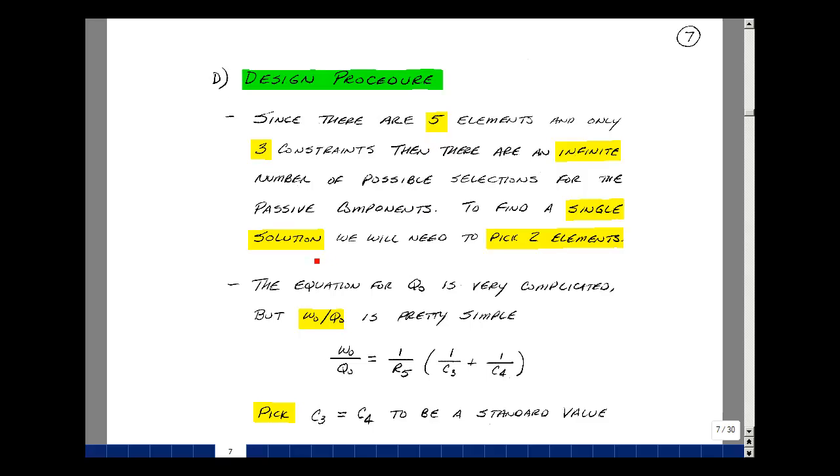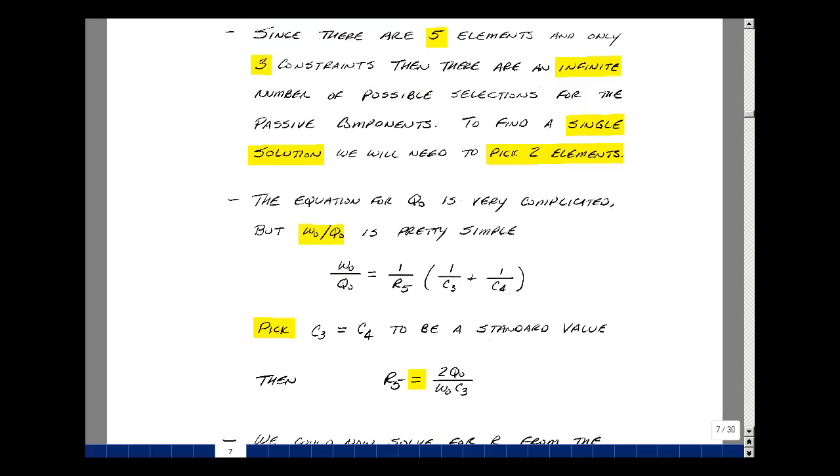If we want just a single solution, what we could do is pick 2 of the components and solve for the remaining 3. Now the equation for Q naught was pretty complicated. In fact, all the equations are pretty complicated, but the ratio of omega naught to Q naught was just equal to this expression, which is a lot simpler. And so maybe this is a good place to start.